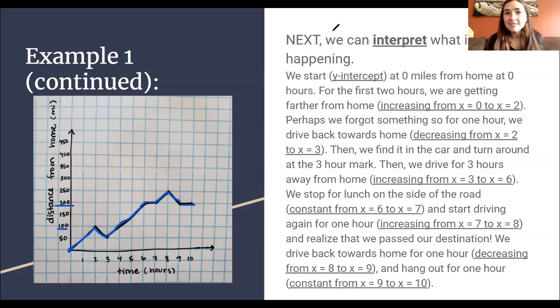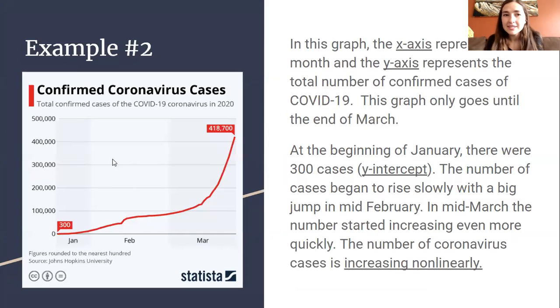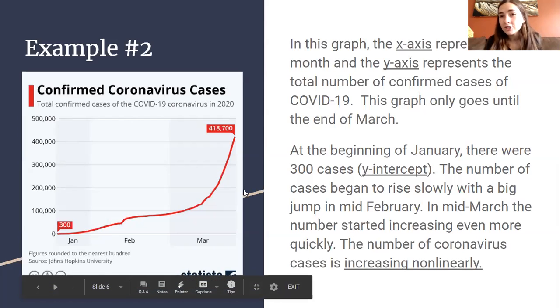So that's just us analyzing the graph. We don't know if any of this actually happened, but it helps us put a story to the graph. Now if we go to the next slide, we're going to look at another example, and this is a graph of the confirmed coronavirus cases. This is worldwide, starting in January and going to the end of March.